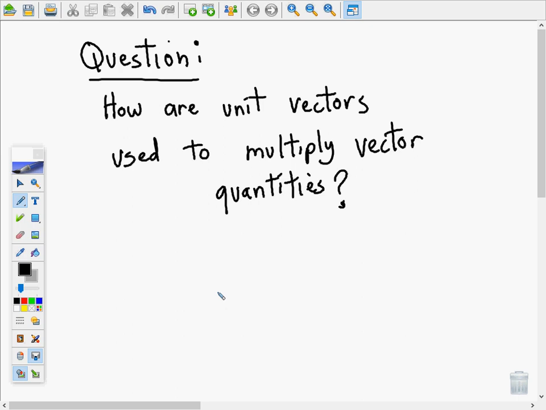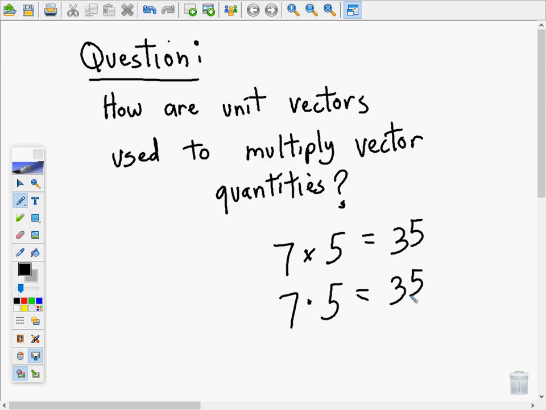Question, how are unit vectors used to multiply vector quantities? First of all, I need to point out something. You know how with regular arithmetic, if you write 7 times 5, that equals 35? And if you wrote 7 times 5 like that, that would also equal 35? Yeah. That's not the case when you're dealing with vector quantities.